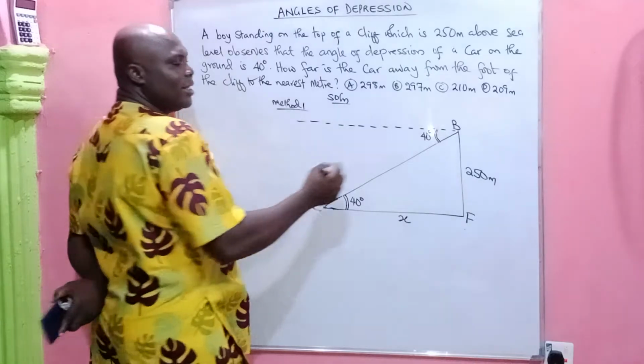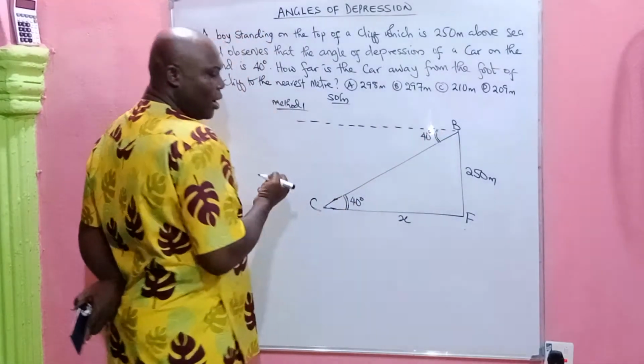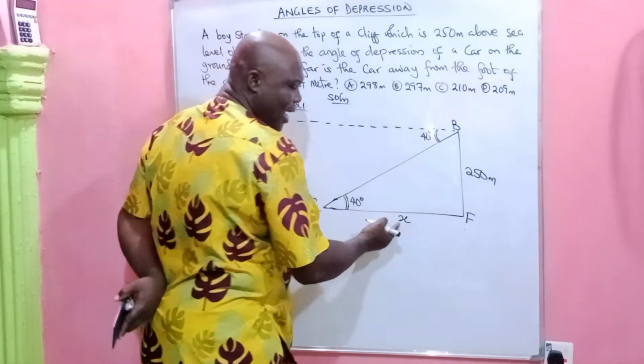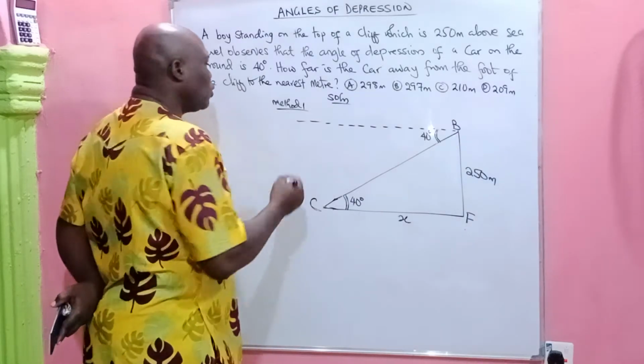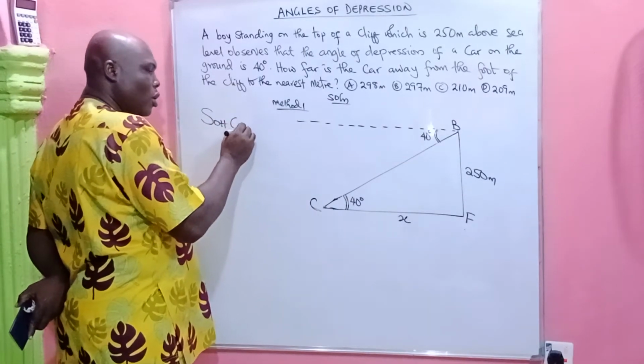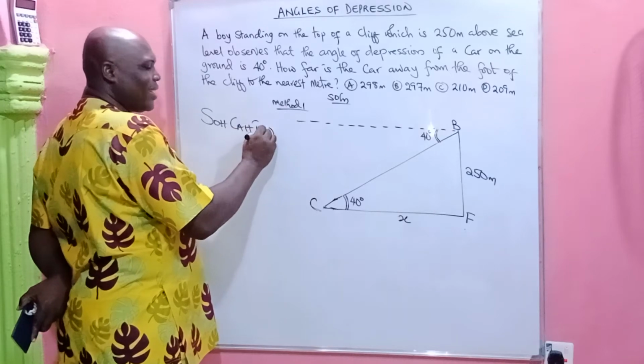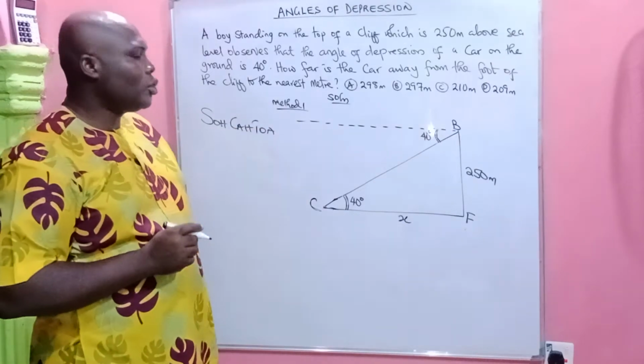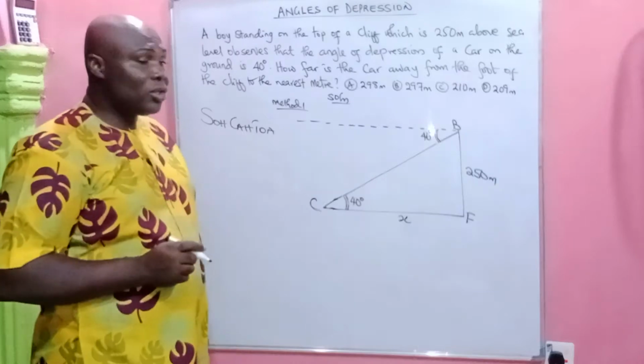Since this angle is equal to this angle, now we can find it by the use of SOHCAHTOA. Why are we using SOHCAHTOA? Because we are still dealing with a right angle triangle.